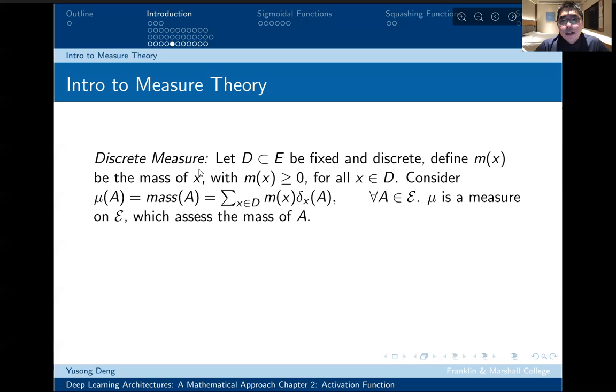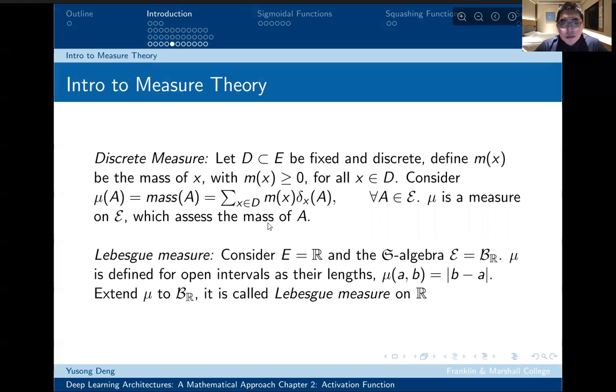This one is also not always widely used. We call it the discrete measure. Let D be part of E, fixed and discrete. Define m_x as the mass of x, where m_x is greater than 0, for x in D. Consider that mu of A equals the sum of the masses of the points of A in D, for all A in epsilon, and then mu is a measure on epsilon. That is a little bit abstract, but there are not a lot of good ways to understand it.